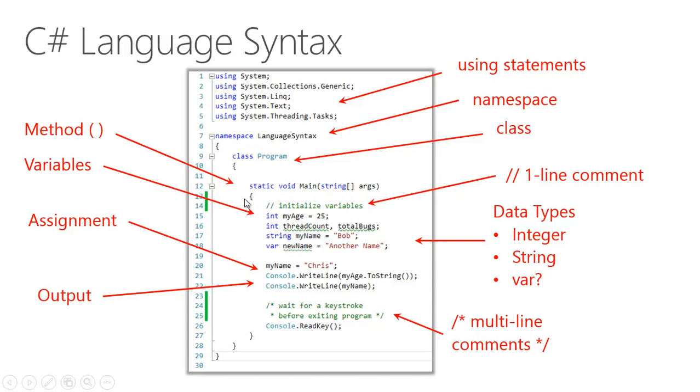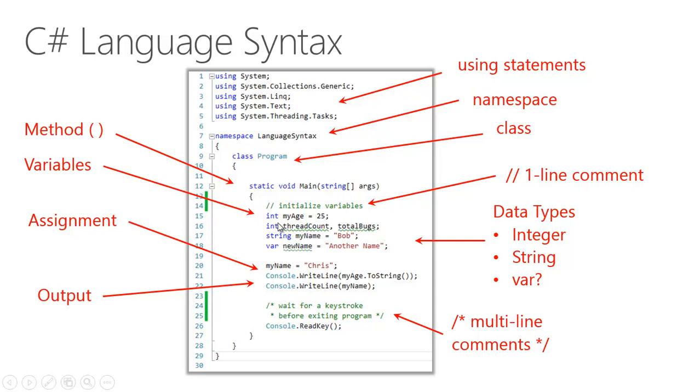Each class can have one or more methods. In this case, we have the main method, which is necessary for a console application. And you may not see this in other applications, such as a Unity game project. Within the main method, I have a set of variables followed by some console output.